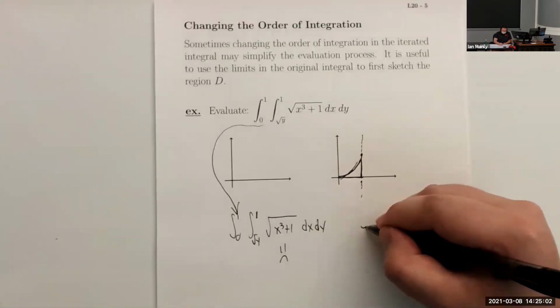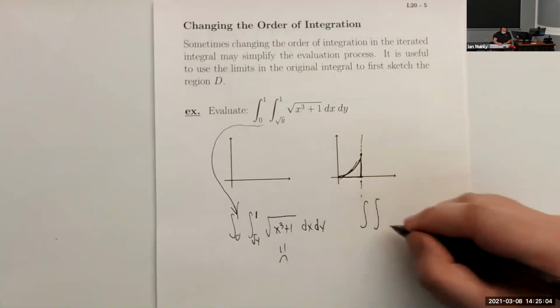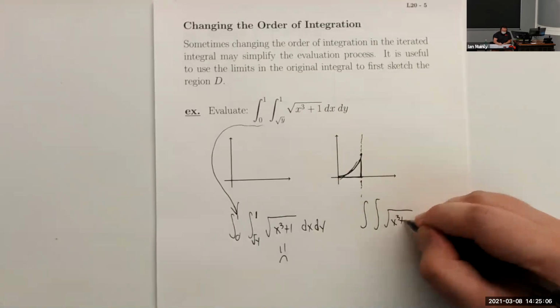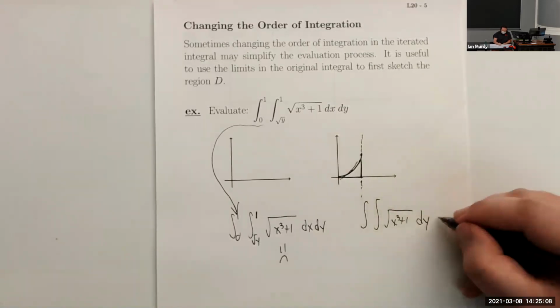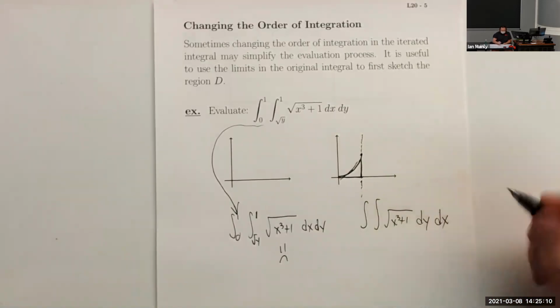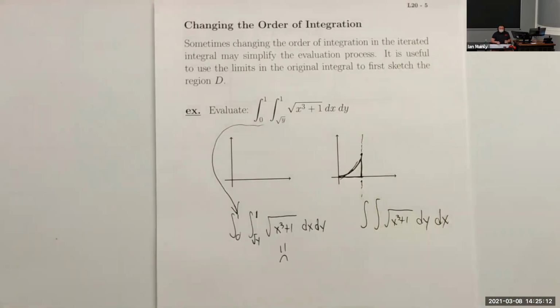So we want to try to set up this integral differently. So we want to do the integral of x cubed plus 1, but we're going to do it with respect to y first and then x. Maybe that will make it easier. Or else we don't really have an option.